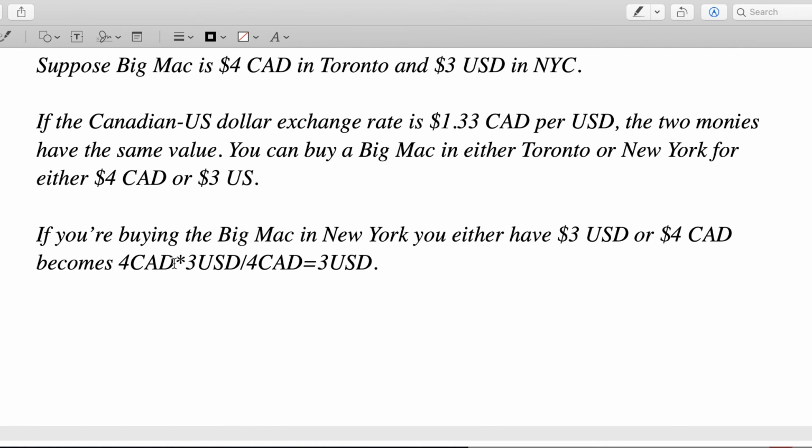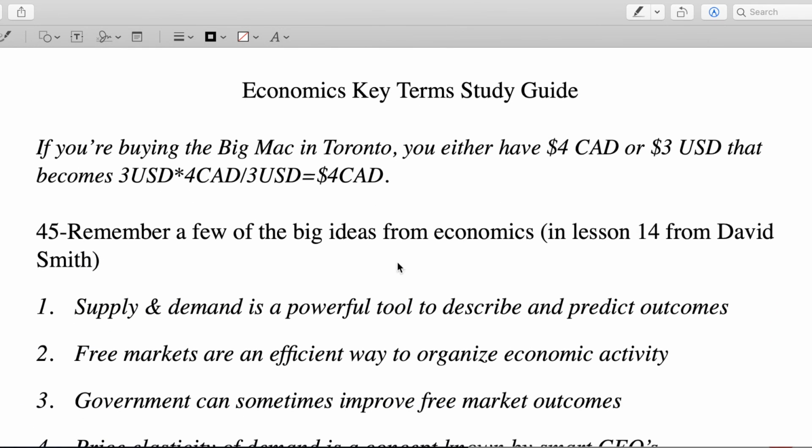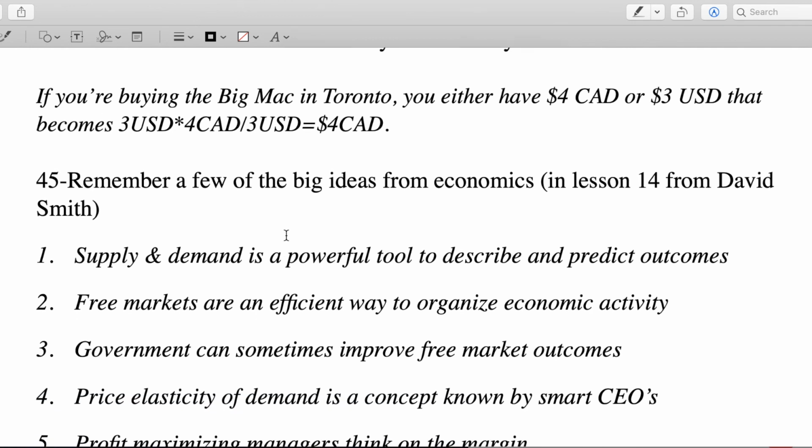If you buy a Big Mac in New York, you either have $3 United States or $4 Canadian. $4 Canadian becomes 4 Canadian times 3 USD per 4 Canadian is 3 USD. If you're buying the Big Mac in Toronto, you either have $4 Canadian or $3 United States dollars, which becomes 3 USD times exchange rate is $4 Canadian. And this gives rise to the relationship with the Big Mac index as well.